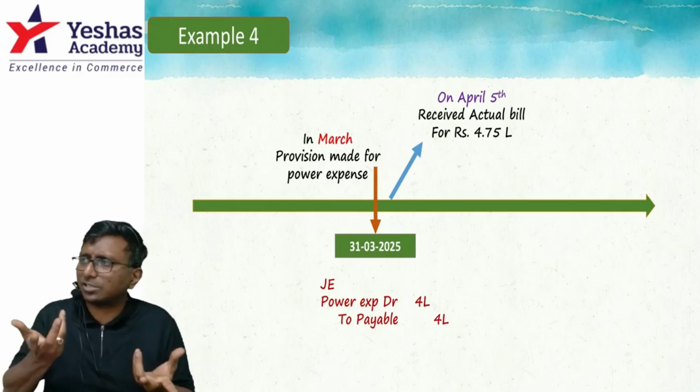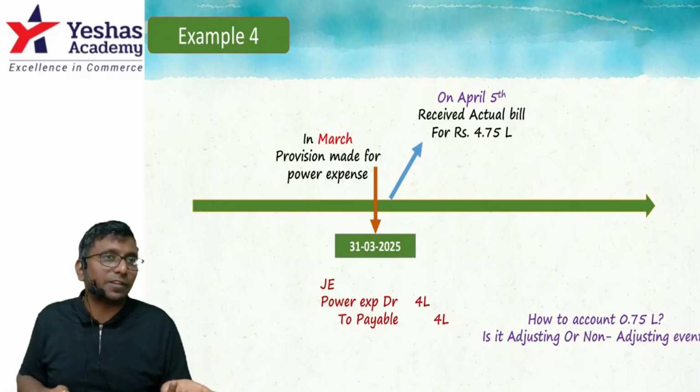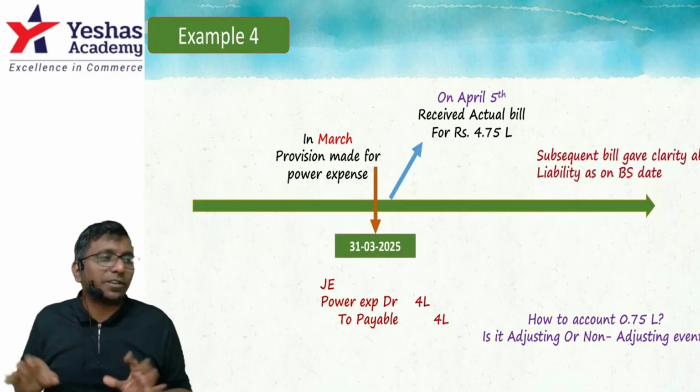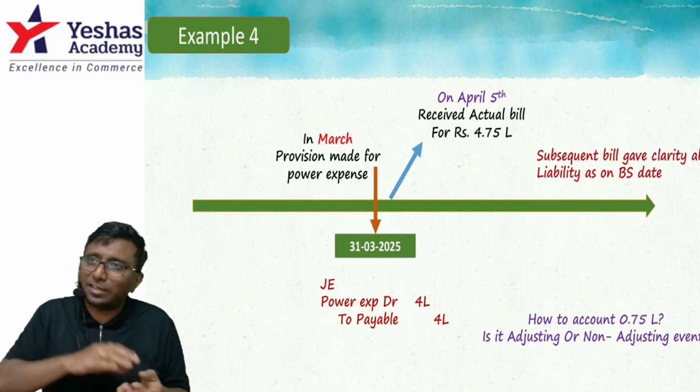Same entry, adjust it. That's all you are supposed to do. Power expense account debit 0.75, and payable increase by 0.75. This is an adjusting event. This is how it happens actually, you being an auditor also.